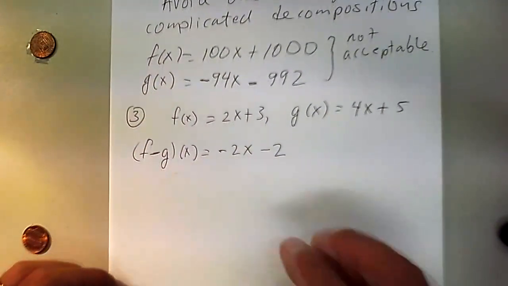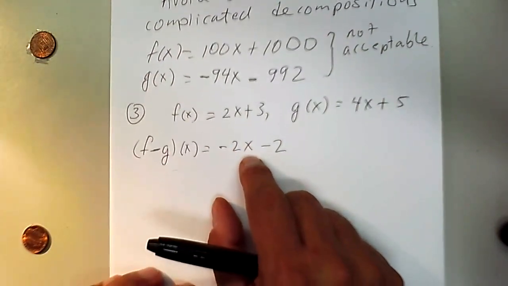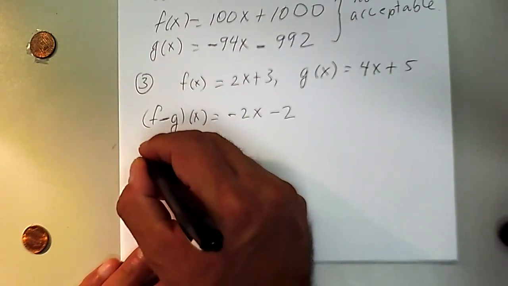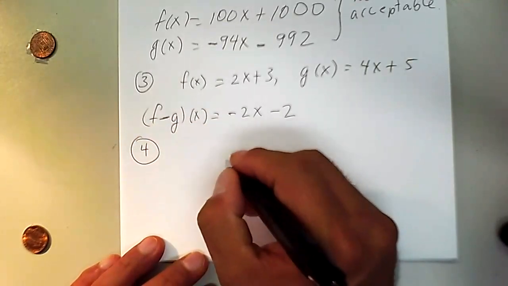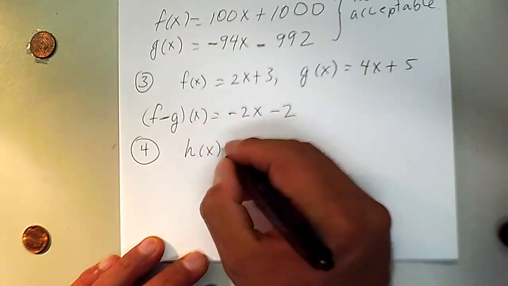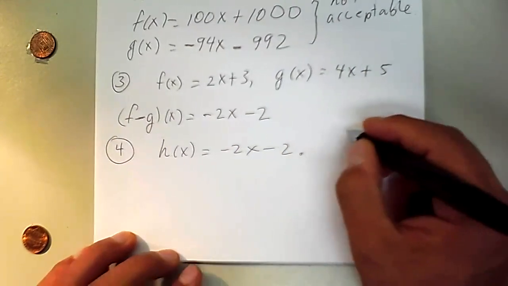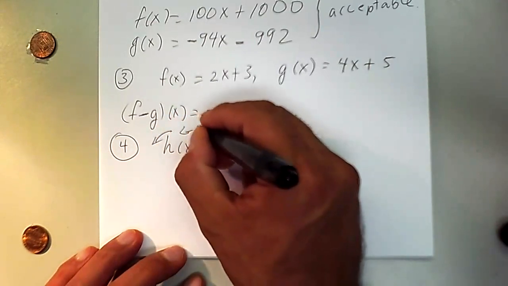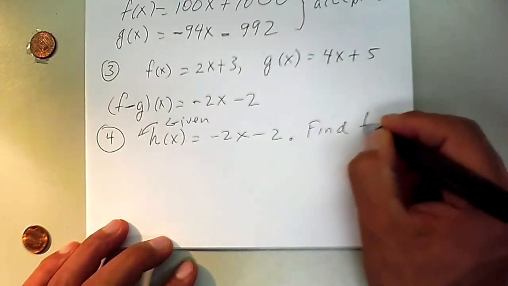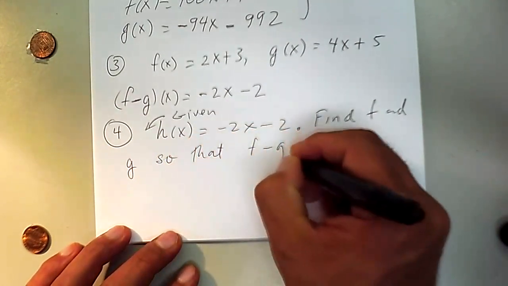All right. We could decompose using subtraction. Typically, we don't do that, but we could do that. So let's go back the other way, I suppose. Let's do an example of that. Let's say somebody gives you h of x, given this, equals negative 2x minus 2. Then find f and g so that f minus g equals h.